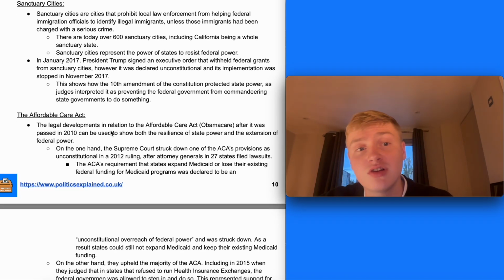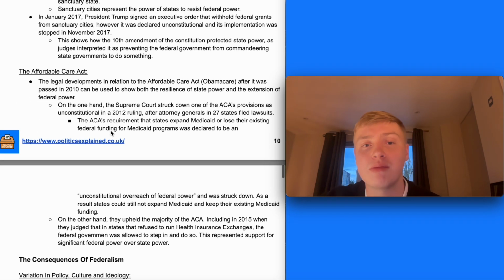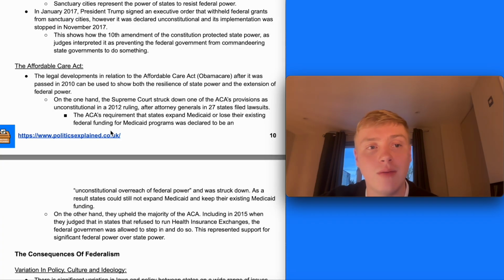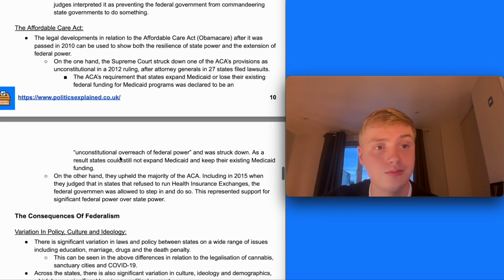In 2017, President Trump signed an executive order that withheld federal grants to sanctuary cities. However, it was declared unconstitutional, and its implementation was stopped in November 2017. And this shows how the 10th Amendment of the Constitution protected state power, as judges interpreted it as preventing the federal government from commandeering state governments to do something they weren't given the power to do in the Constitution.